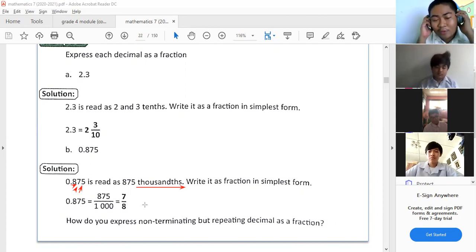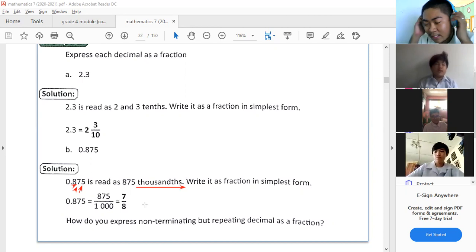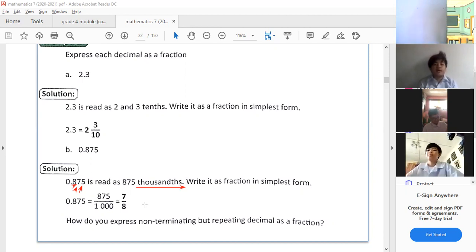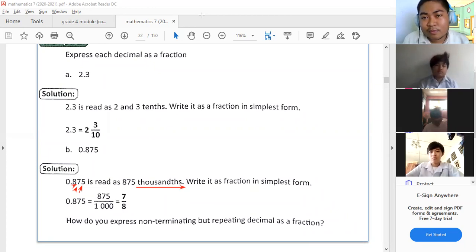So, wait lang, ipapakita ko how to use your calculator. Do you have your calculators with you? It's in the app, sir. App? Okay. But then do you have your scientific calculators? Yes. Okay. And so, if you have your calculators with you, ganito lang yung gagawin.